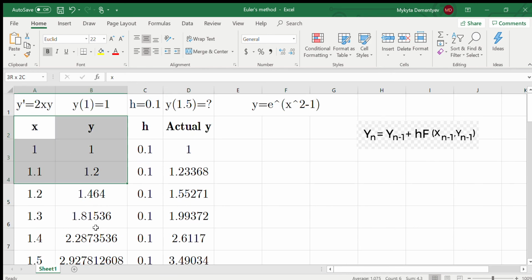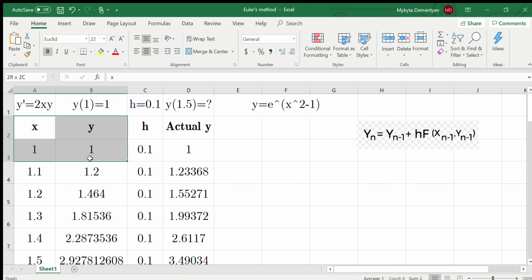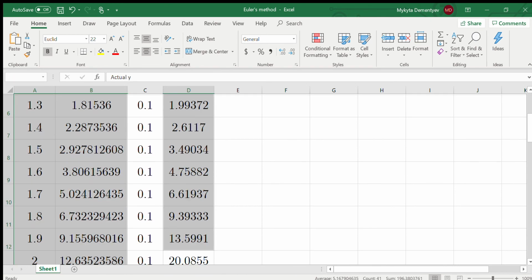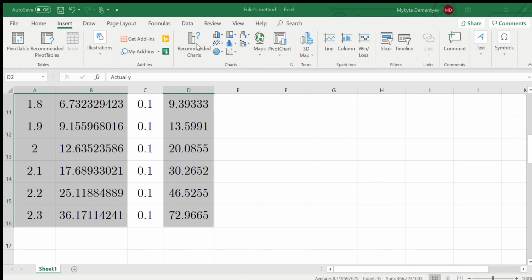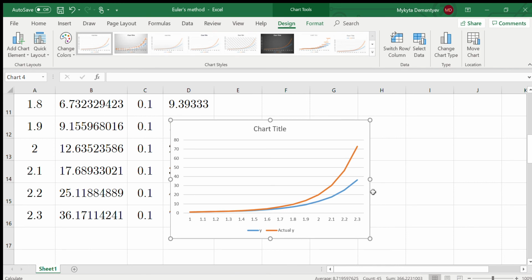So let's graph it. Graph this compared to the actual values of y. I want to insert, I want to recommend a chart, and I can already see that they're deviating a lot. Already at the value of 2.3, merely 1.3 from our initial condition, we can see that the error here is already 32 points, which is not as good if you would ask me.